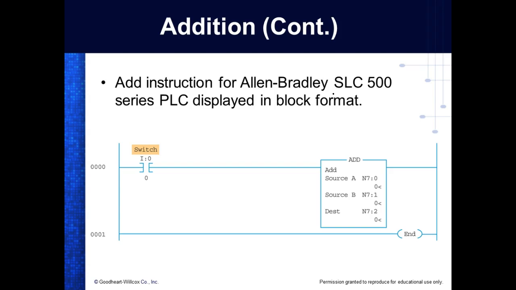So this is direct addressing. It's going to take whatever is stored at N7 word 0, which currently is what? 0. It's going to add it to whatever is in source B, which would be word 1, right? You understand? Where's it going to put the answer? It's going to put the answer in word 2.